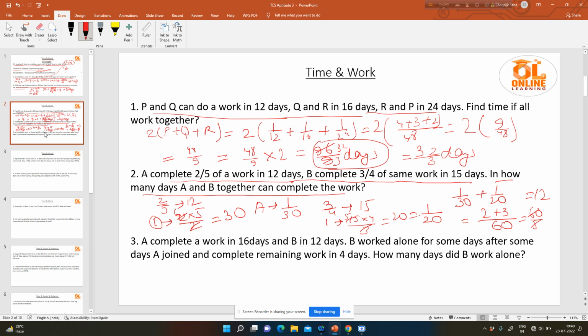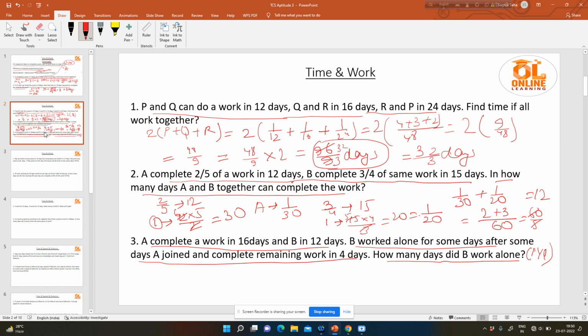Hope you have understood. Now, A completes a work in 16 days and B in 12 days. B worked alone for some days. After some days, A joined and completed the remaining work in 4 days. How many days did B work alone? It is a previous year question, and you can see this type of question in your advanced round. So it is a very important question. Let us understand it.